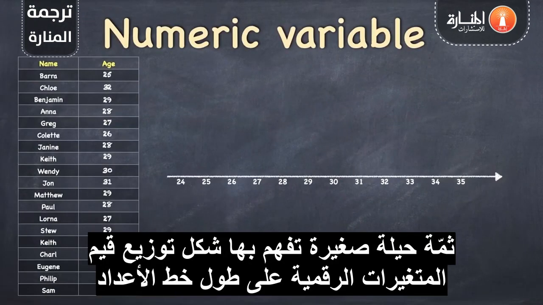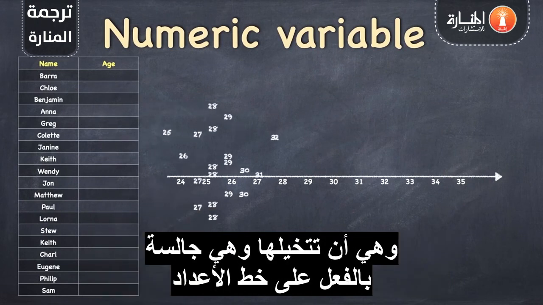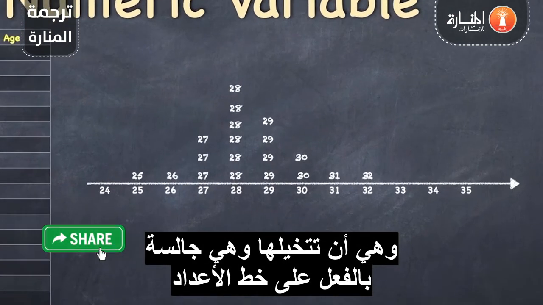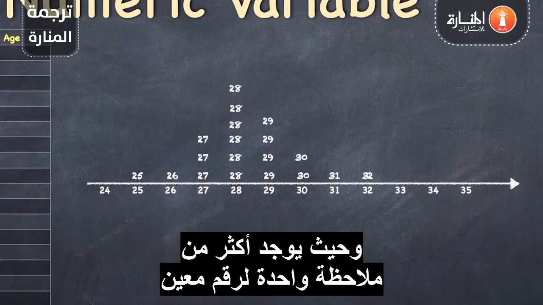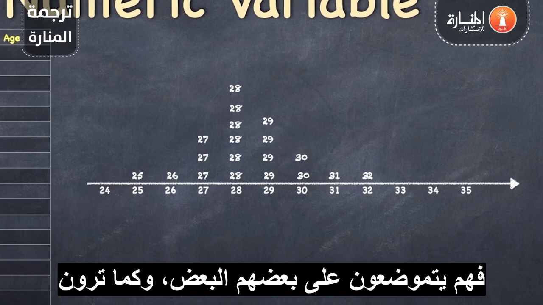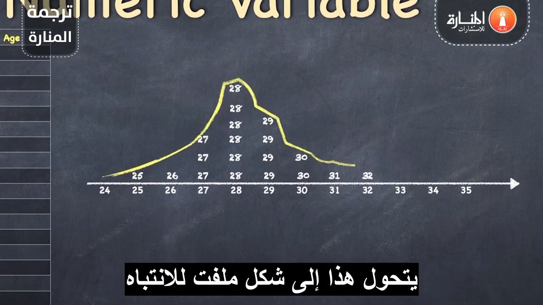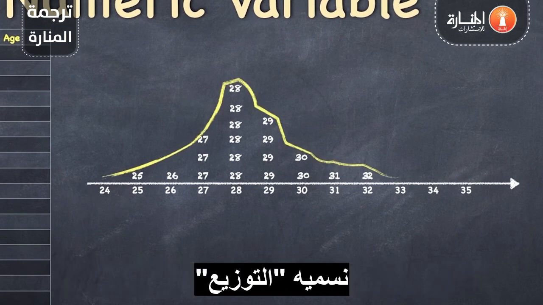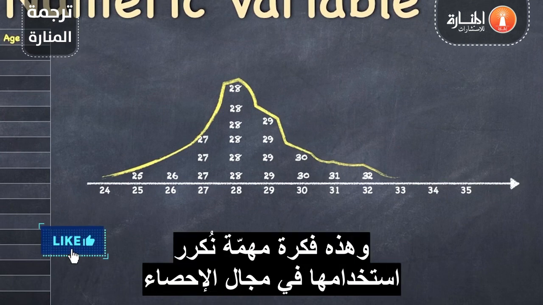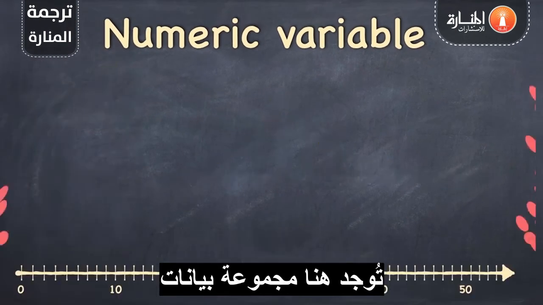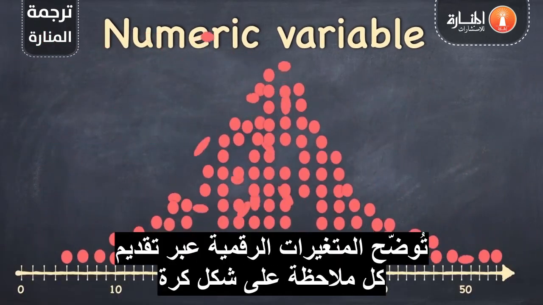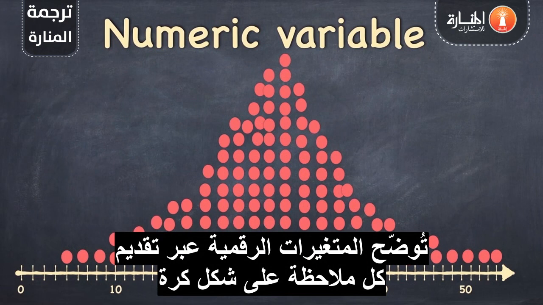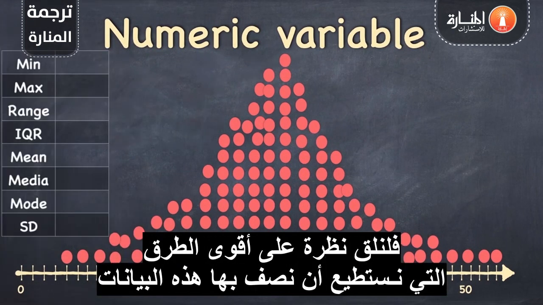A trick to understanding how your numeric variable values are distributed along the number line is to imagine them actually sitting on the number line. Where there is more than one observation for a particular number, they get stacked upon each other. As you can see, this turns into an interesting shape, which we call a distribution. This is an interesting idea that we use again and again and again in statistics. So here we've got a data set, and I've shown the distribution of the numeric variables by representing each observation as a ball. Let's take a look at the most useful ways that we can describe this data.